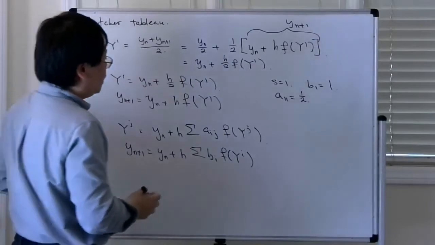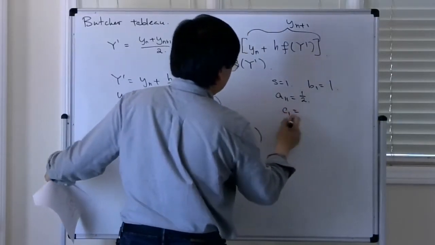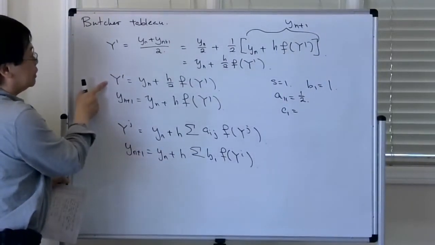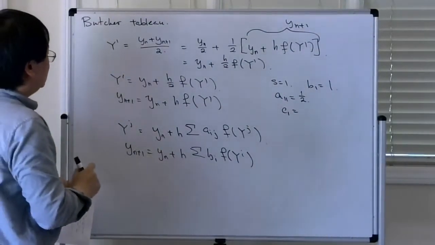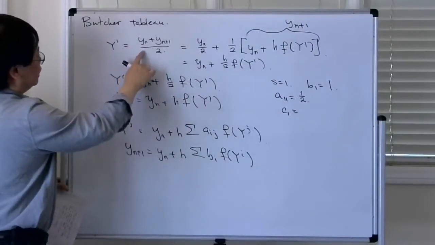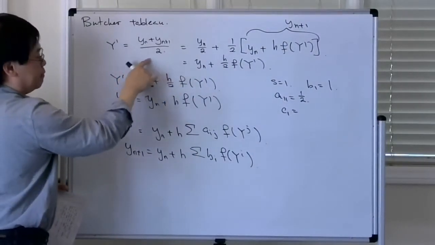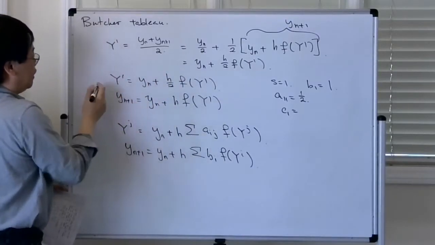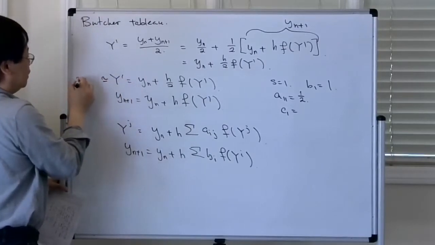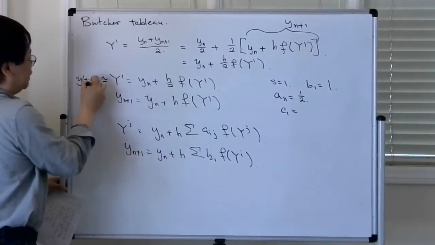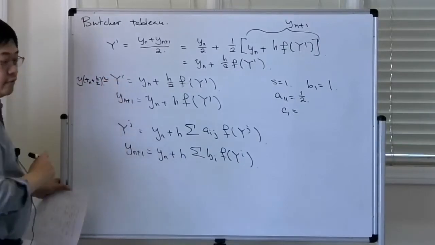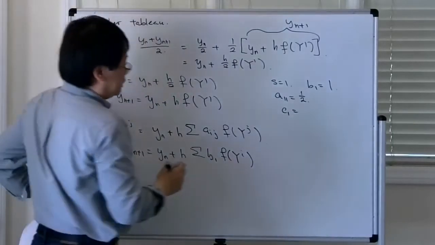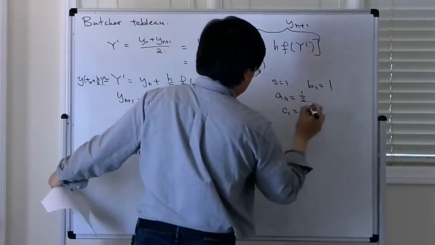Okay, so c1 you should think of as being the time associated with the first stage equation. So if you look at this, you have a midpoint, and you should imagine that this y1 is an approximation, if you will, of y at tn plus h over 2, right, which is sort of the midpoint between time tn and tn plus 1. So that's telling you that c1 is 1/2 as well.